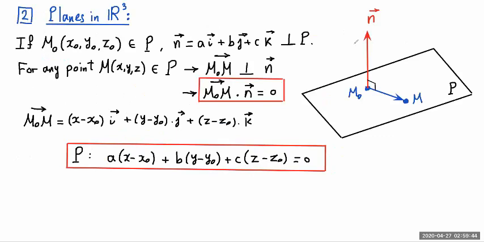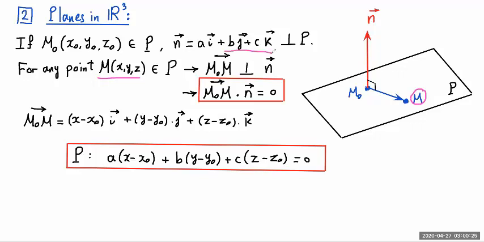Planes in R3. If the point M0 is given on the plane P and the vector N is orthogonal or perpendicular to the plane P, N is given, M0 is given. To find the equation of the plane, let's suppose that M is any point on the plane. So we can sketch here, the point M is any point, M0 given, and N orthogonal to the plane. So the vector M0M will be orthogonal to the vector N.